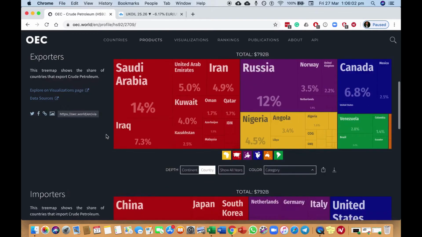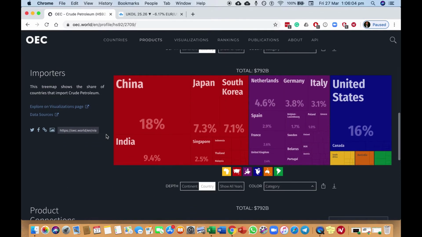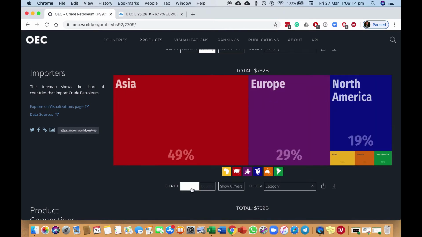But first of all, what we want to establish is, who are the world's biggest oil consumers? So China is buying 18% of the world's crude oil. The United States is second with 16%. And if you go to continents, then we can see that Asia imports the most of the world's crude oil, Europe second, and the United States third with 19%.